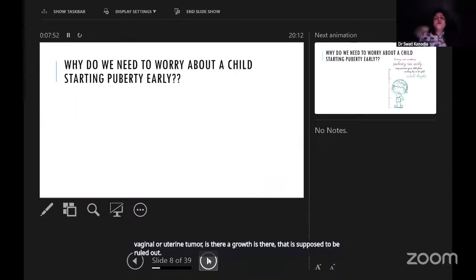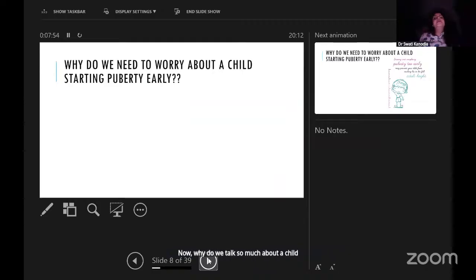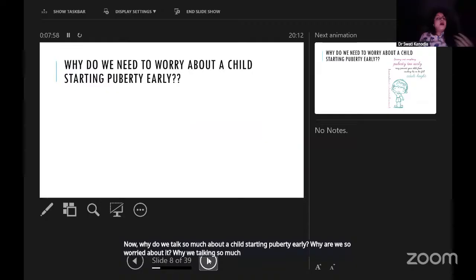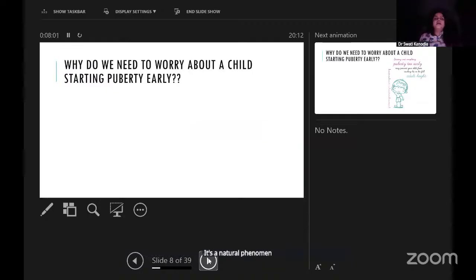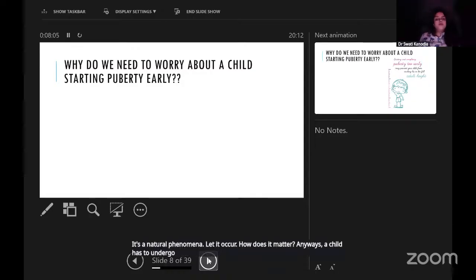Now, why do we talk so much about a child starting puberty early? Why are we so worried about it? It's a natural phenomenon. Let it occur. How does it matter? A child has to undergo puberty anyway. So whether it happens early or late, how does it matter?